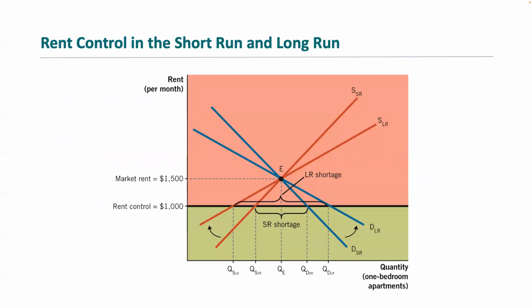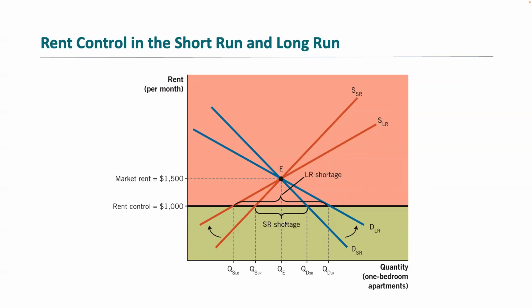This graph is showing us rent control in the short and long run. In the short run, our quantity demanded minus our quantity supplied shows that we have a little bit of a short run shortage, and that's the SR shortage that we see here. This graph looks crazy, but the D and S SR are going to be short run and the D and S LR are going to be long run.